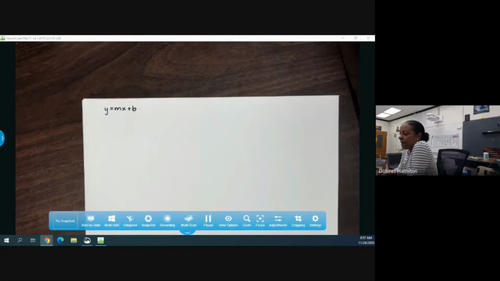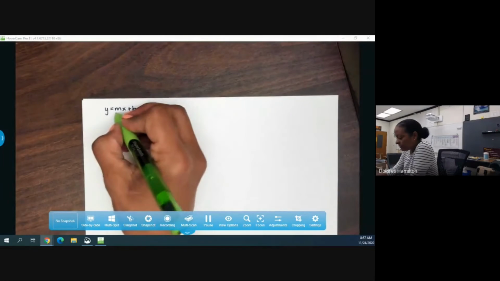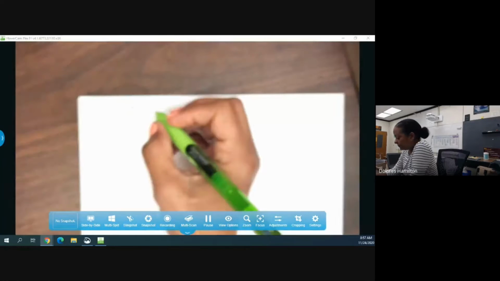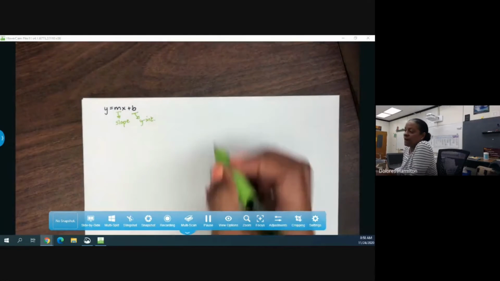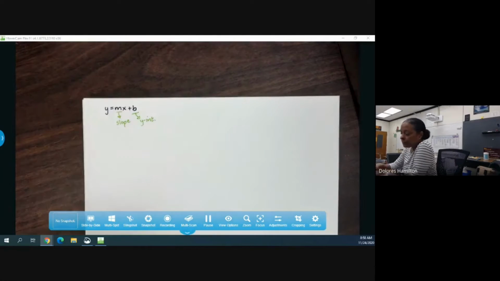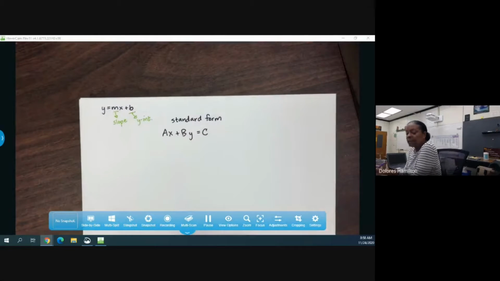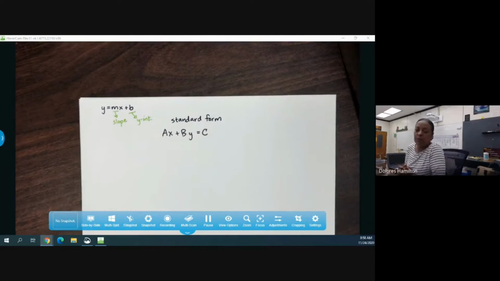So far, we have worked with this one type of linear equation, and that is y equals mx plus b, where our m is the slope and our b is defined as the y-intercept. So this is super useful, but you'll also notice that we've got different forms of linear equations. Today, we're going to introduce the standard form of a line, ax plus by equals c.